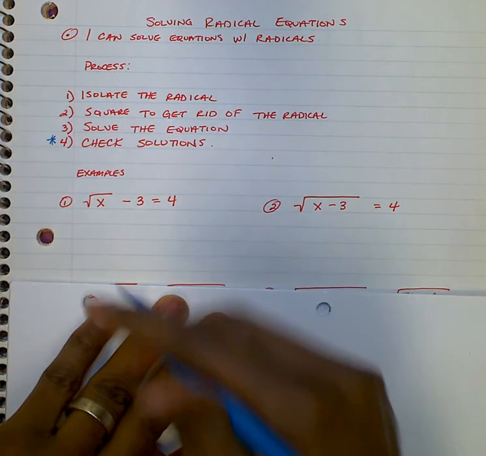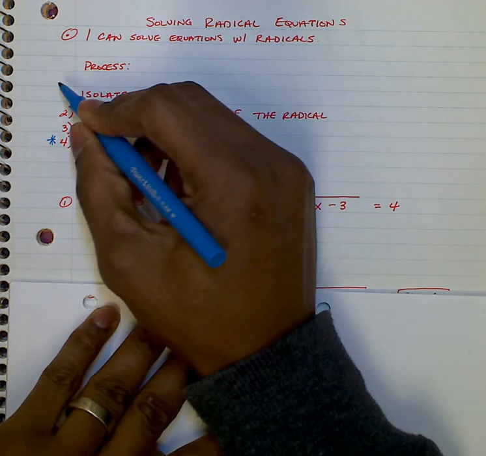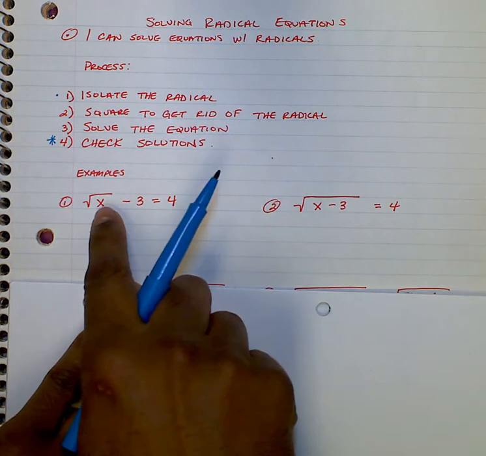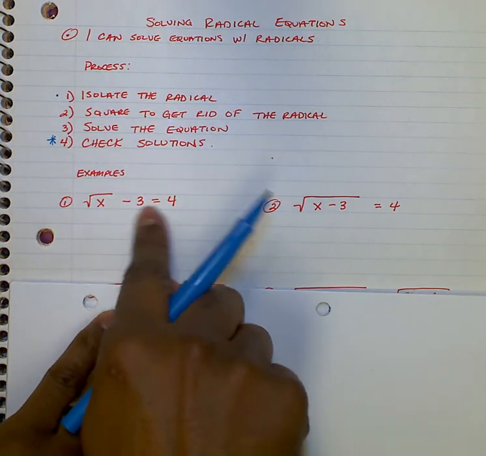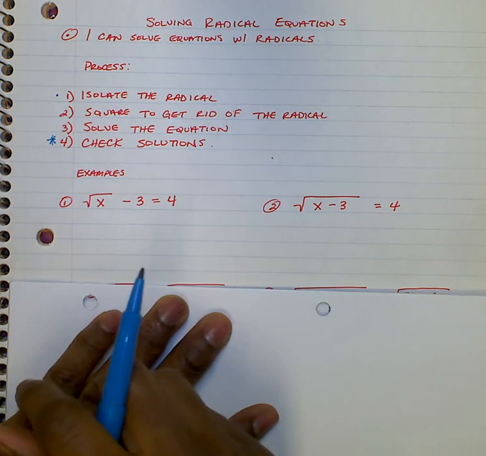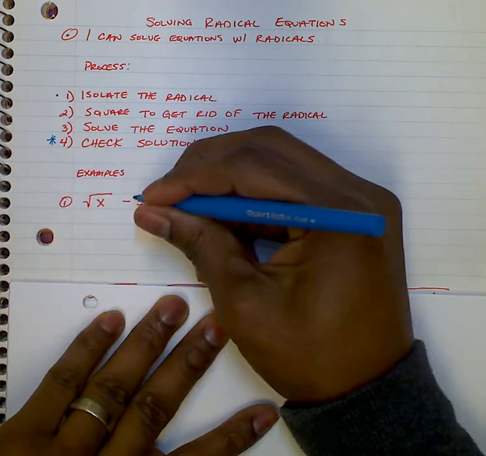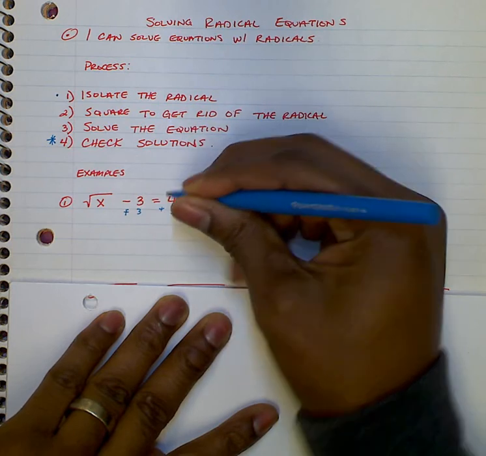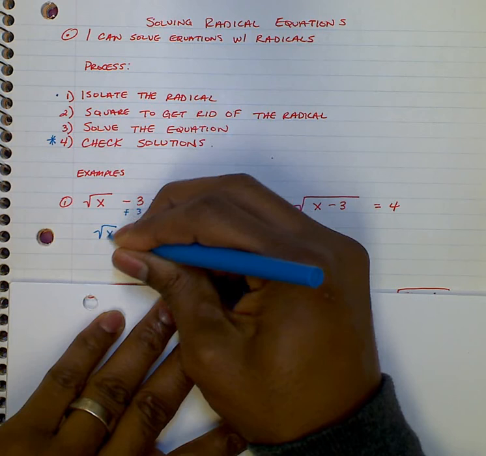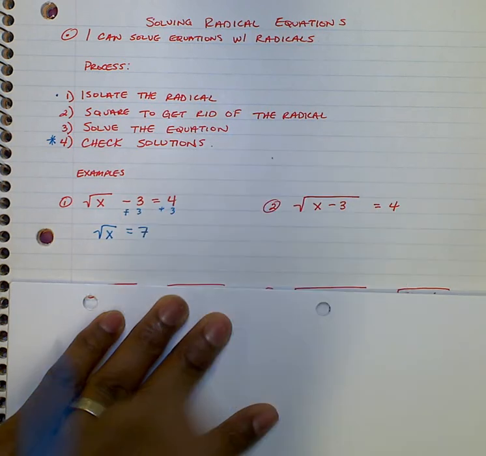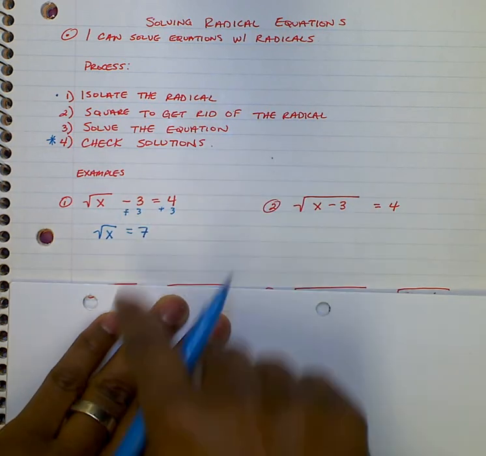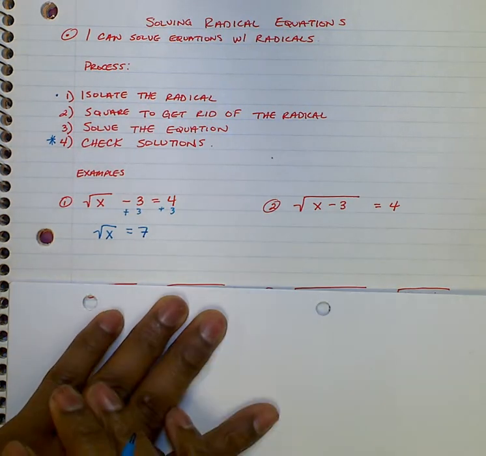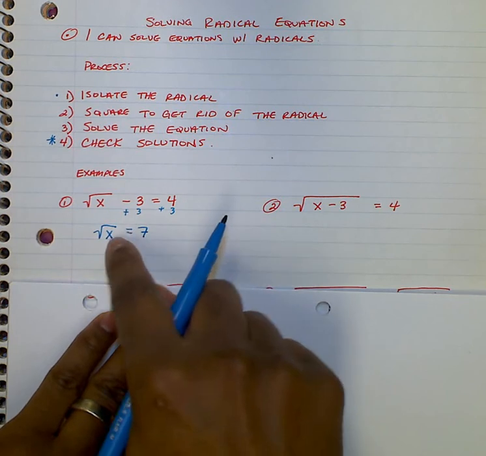For number one, our first step is to isolate the radical, get the radical by itself. On this first problem, minus 3 is on the side with radical x. So we need to get radical x by itself, and we'll do that by adding 3 to both sides. We do that, we have radical x equals 7. We could do that because the minus 3 was not inside the radical. If it were, we wouldn't be able to do it that way. But now notice we have radical x equals 7. The radical is by itself.